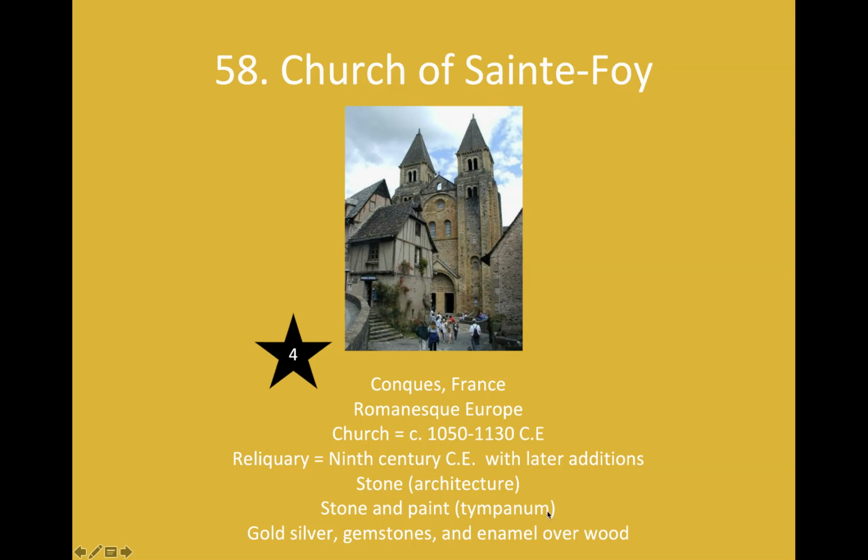There's a piece of the church called the tympanum that is made of stone and paint. And then the reliquary itself is gold and silver and gemstones and enamel over wood. So when we first look at this, I want you to think that, Ms. Harmon, you said it's not pointy. Okay, you got a little bit of a point here, but look at this arch here. It's round, all these round windows. This is round, these little round arches up here, this little round area above the door. Romanesque has a lot of these really round areas.